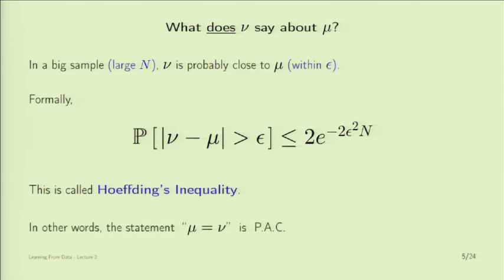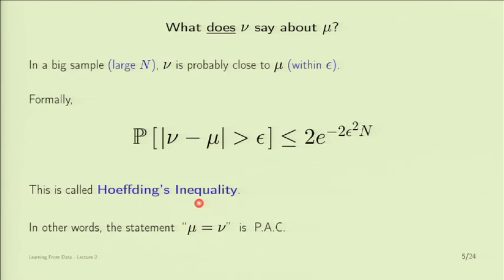Okay? So now, if you want to translate the Hoeffding inequality into words, what we have been talking about is that we would like to make the statement mu equals nu. That will be the ultimate. I look at the in-sample frequency, that's nu, and the out-of-sample frequency, that's mu. That's the real frequency out there, okay? But that's not the case, okay?